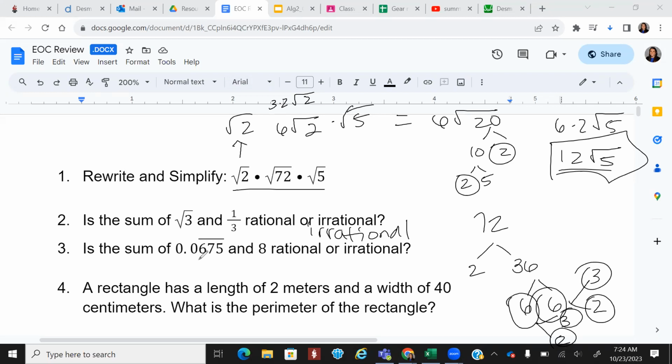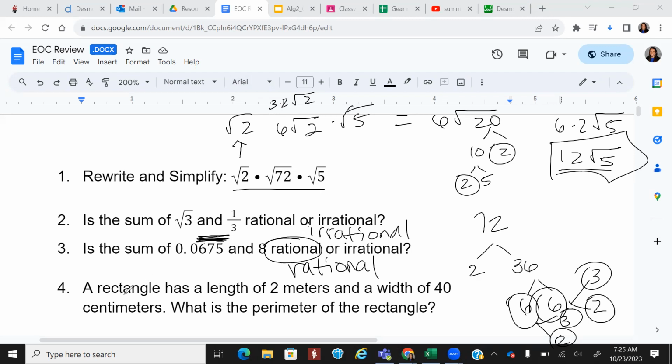Is the sum of 0.0675, and that's repeating, and 8 rational or irrational? If it's repeating, is it going to be rational or irrational? If it repeats, is it going to be irrational or rational? Rational. Okay, this line right here says, hey, it's going to repeat. It's going to continue on. Are we okay on that? If the decimal repeats, it's rational.